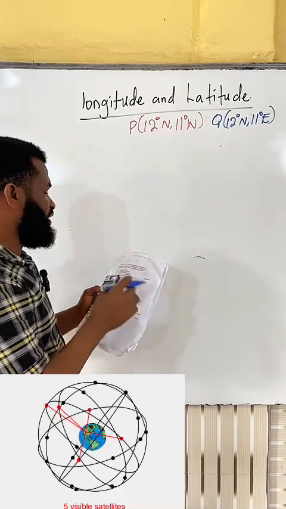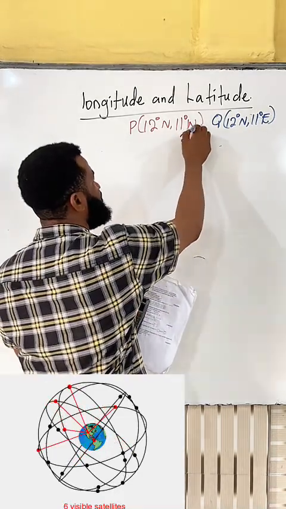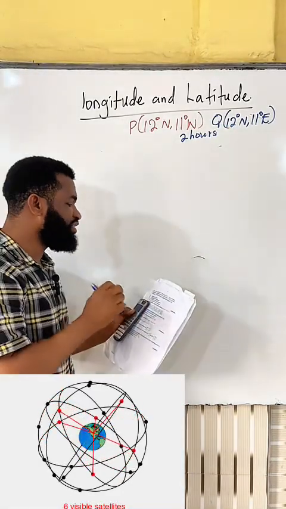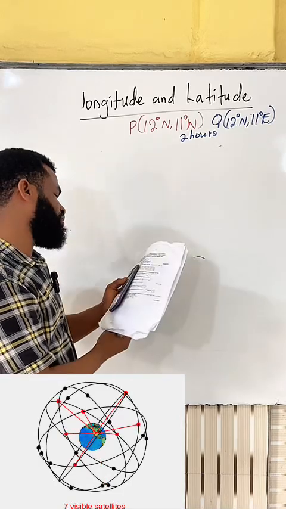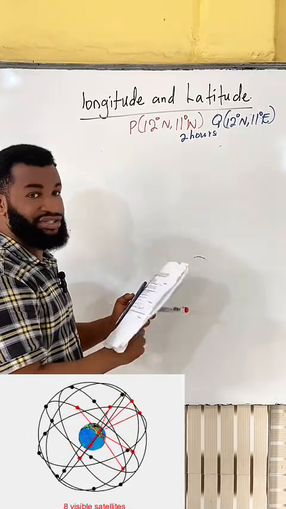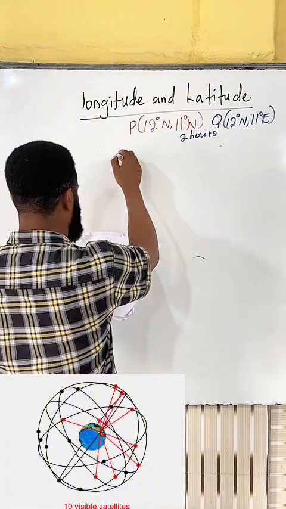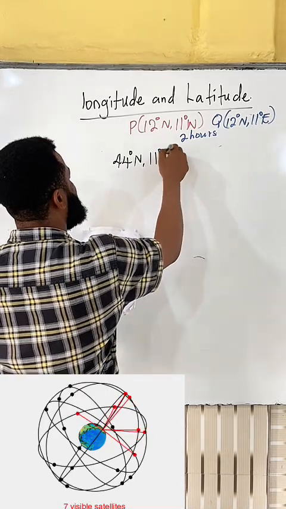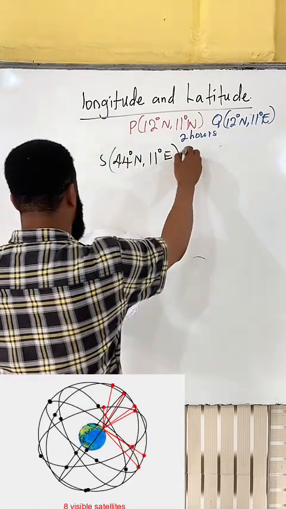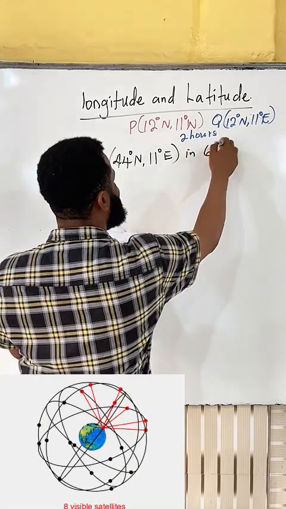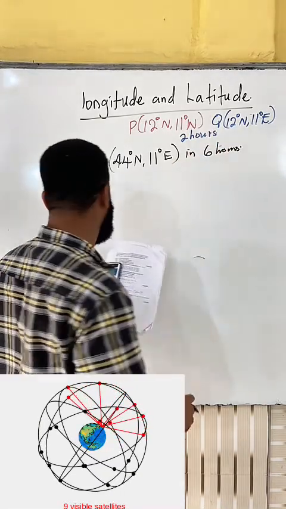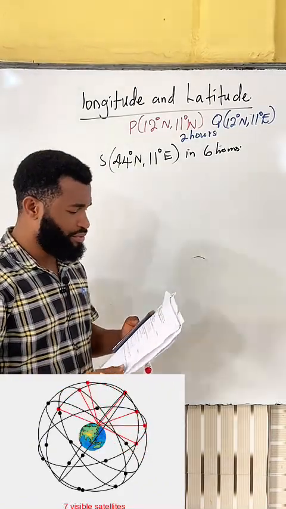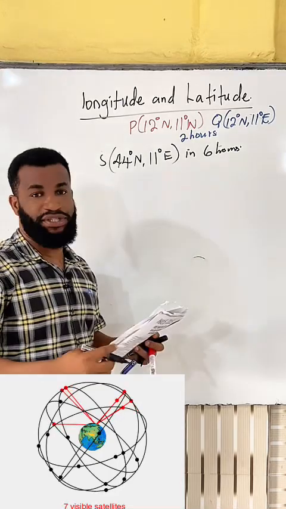So then it says it takes 2 hours to take this journey, and then it changes course and arrives at point S, and that point S is 44 degrees north and 11 degrees east, and this is point S. It said in 6 hours. Now, after leaving point Q, they say calculate, correct to 3 significant figures, the total distance covered and the average speed of the aircraft.